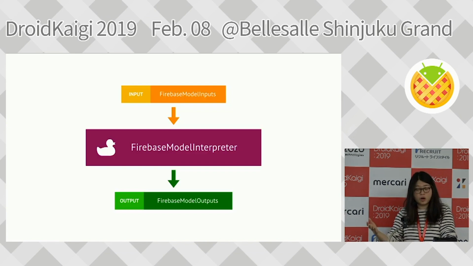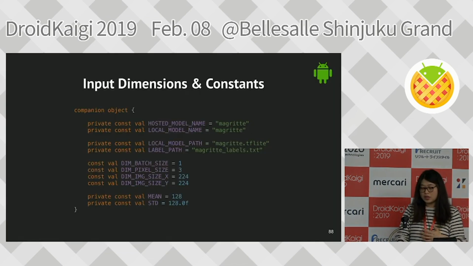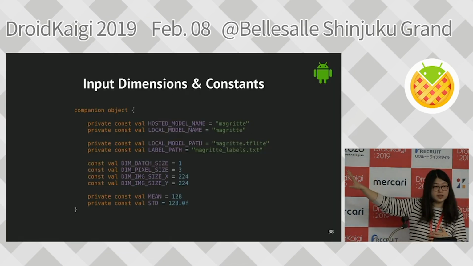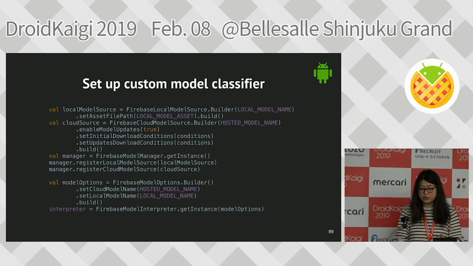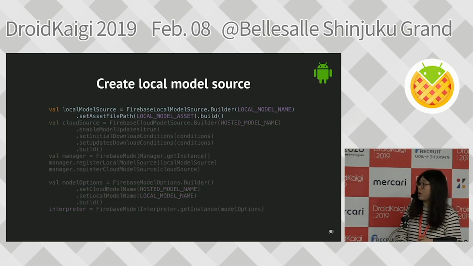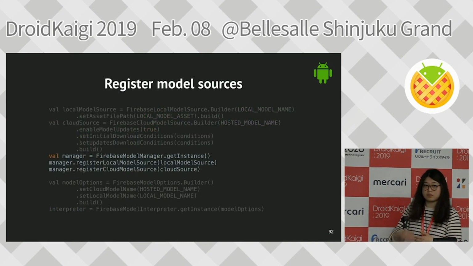In terms of using it in your mobile application, it's actually not very hard. And the Firebase ML Kit team has been continuously improving their documentation. I'm going to just show you what the steps are. So actually you have to define all the dimensions and the constants. These are actually the values you use in your retrain scripts. Then you have to set up a custom model classifier, which means define your local model source, then define your cloud model source. Register your model sources, so with both, they can do the fallback correctly.